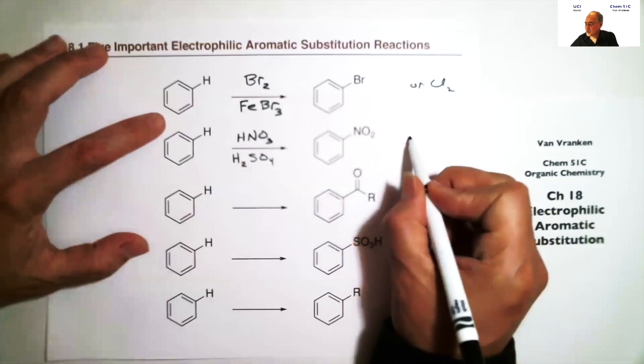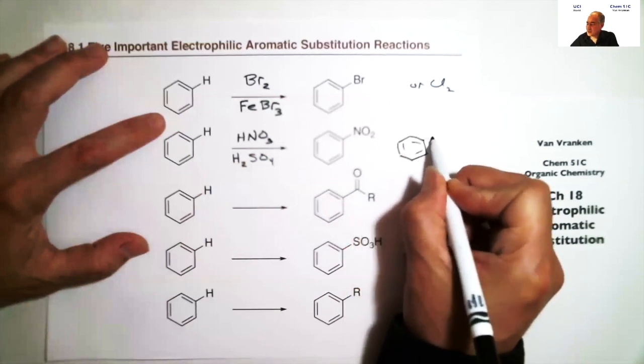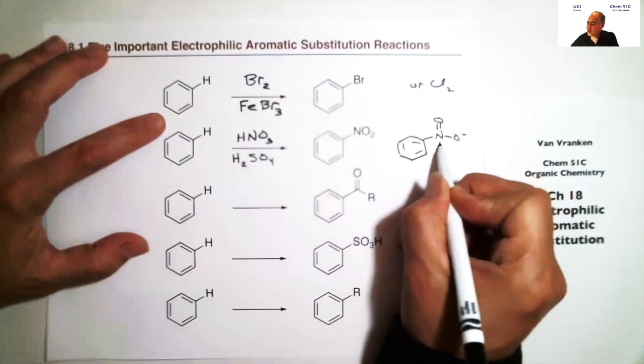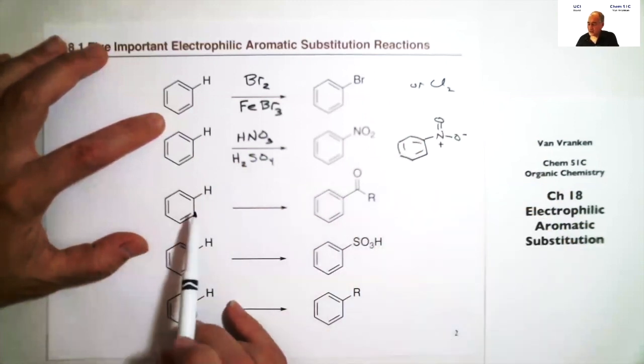And if I draw the structure of that nitro group, maybe you're not used to drawing out nitro groups. We'll get into this in more detail shortly. Here's the Lewis representation for that nitro group. There's more than one resonance structure possible.